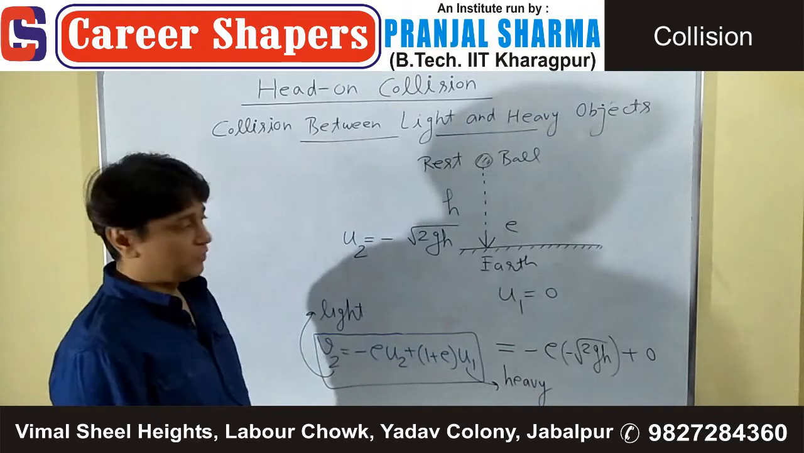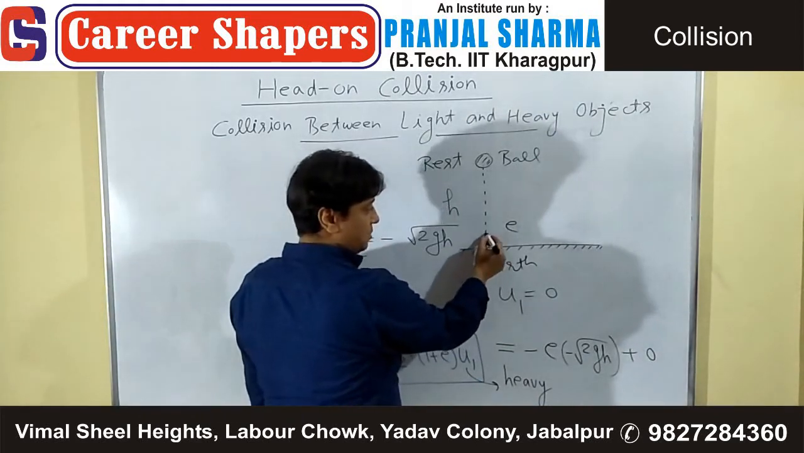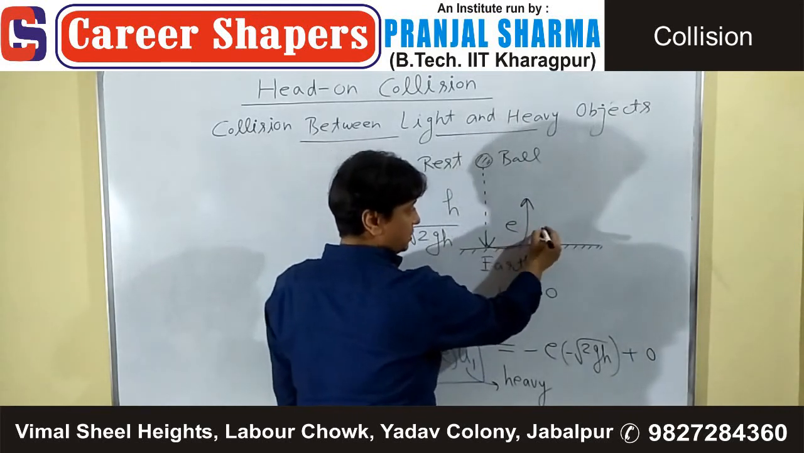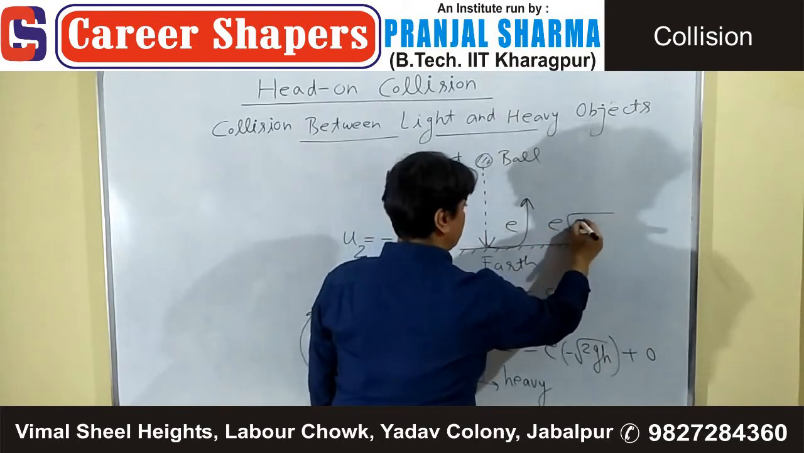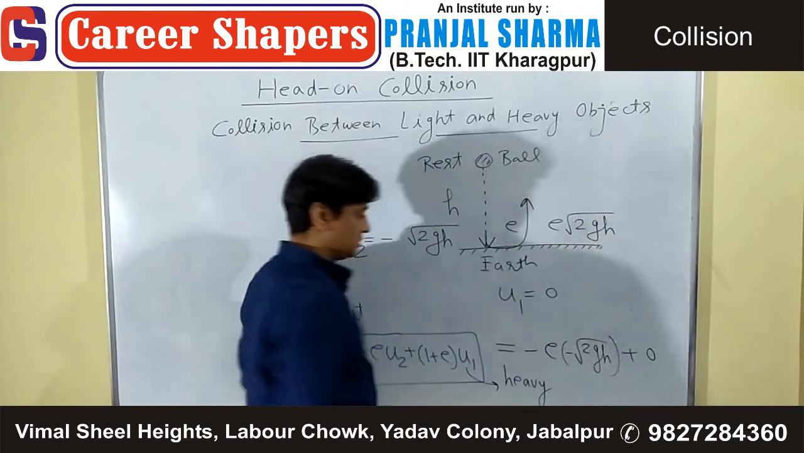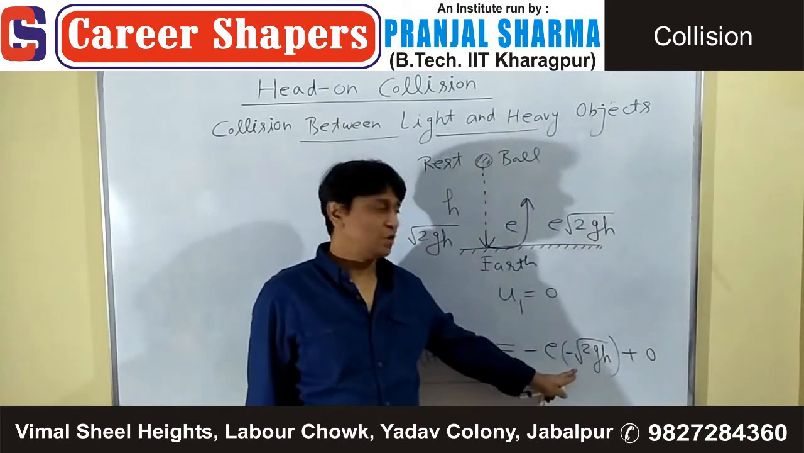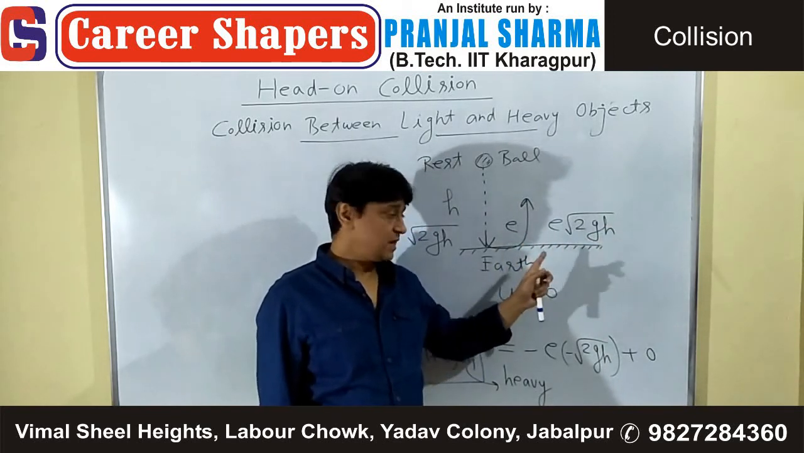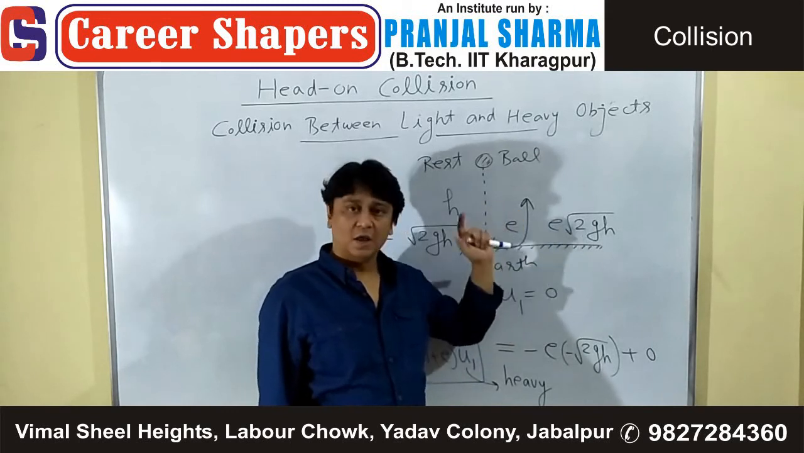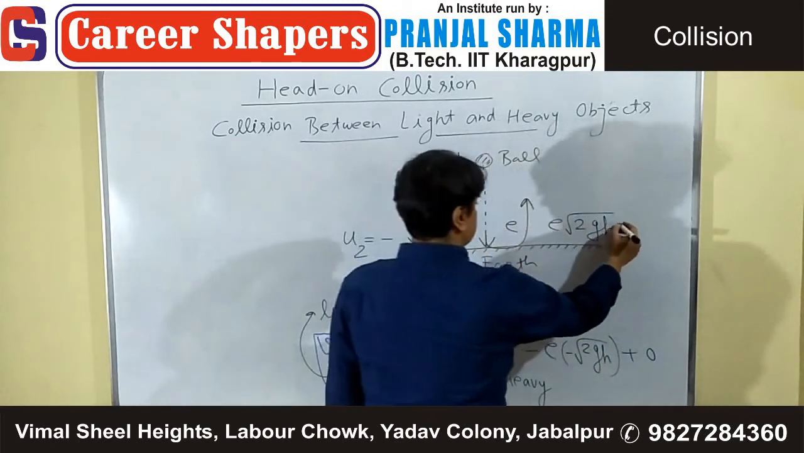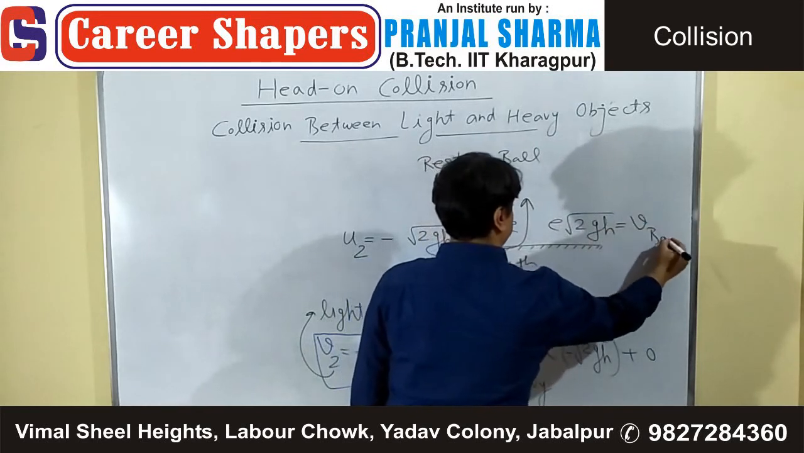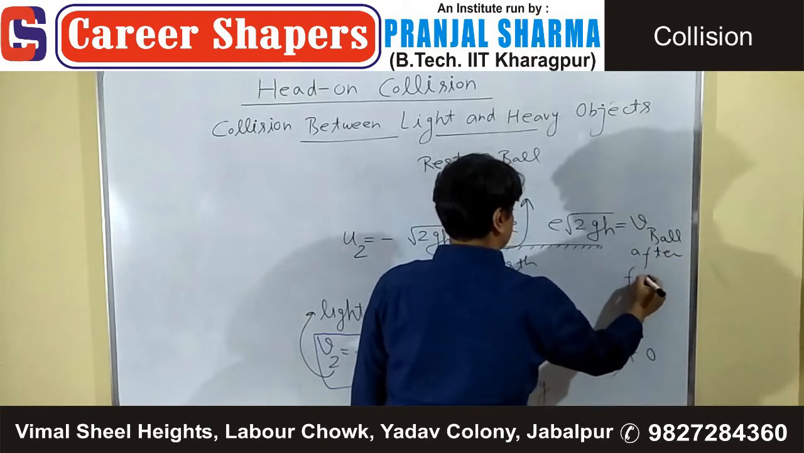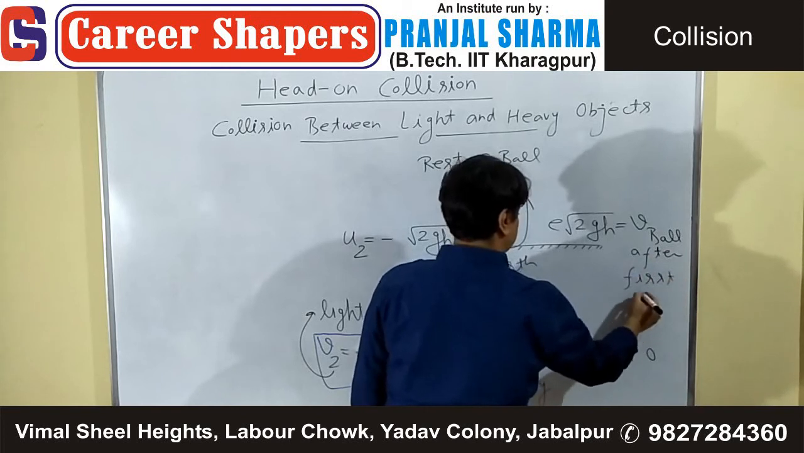And therefore, when this ball bounces back, its velocity is e times root over 2gh. Negative of negative is positive. e times root 2gh. This is the first part of the question. What is the velocity of ball after first bounce? This is velocity of the ball after first bounce or first impact.